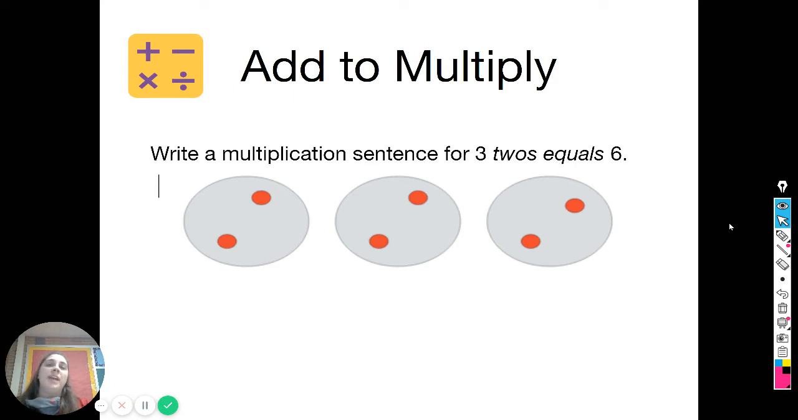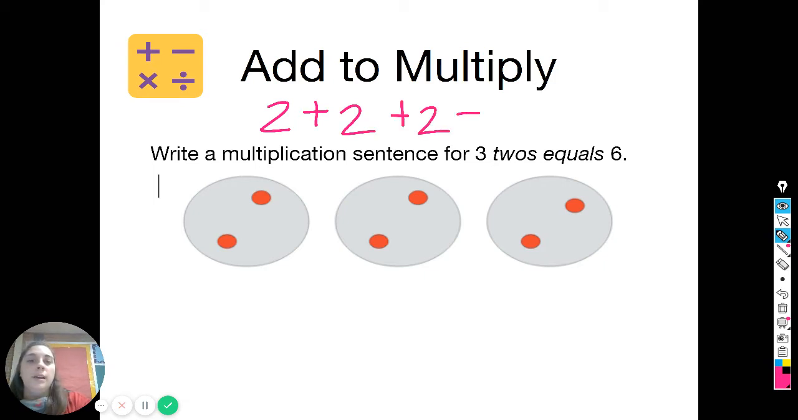Now let's write a multiplication sentence for 3 2's equals 6. So I'm going to write the addition sentence that we had before back up here. 2 plus 2 plus 2 equals 6. So you can see here it says 3 2's equals 6. Well, if you count, we have 1, 2, 3 2's, okay? So that makes sense that this says 3 2's equals 6. So how do we write that as a multiplication sentence?